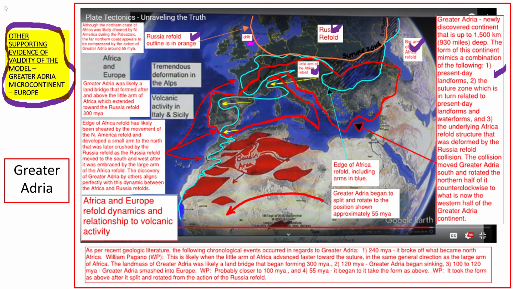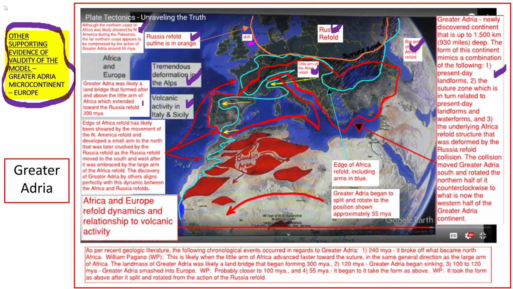Upper left there, although the northern coast of Africa was likely sheared by North America during the Paleozoic, the far northern coast appears to be compressed by the action of Greater Adria around 55 million years ago. That's according to the published study, the geologic literature. Okay, there's a tremendous deformation in the Alps, I'm saying here, because that's all from this crushing of the arm. It's in that vicinity, south of it. Actually, it's right around there. Anyway, volcanic activity in Italy and Sicily, that is to the south, but it's still in the area, so it's all related to this, I'm sure.